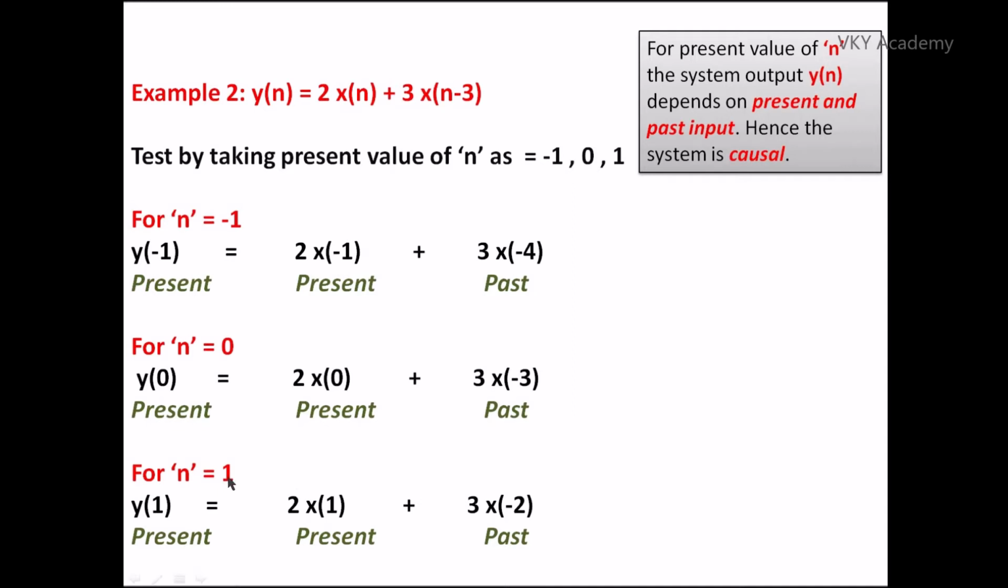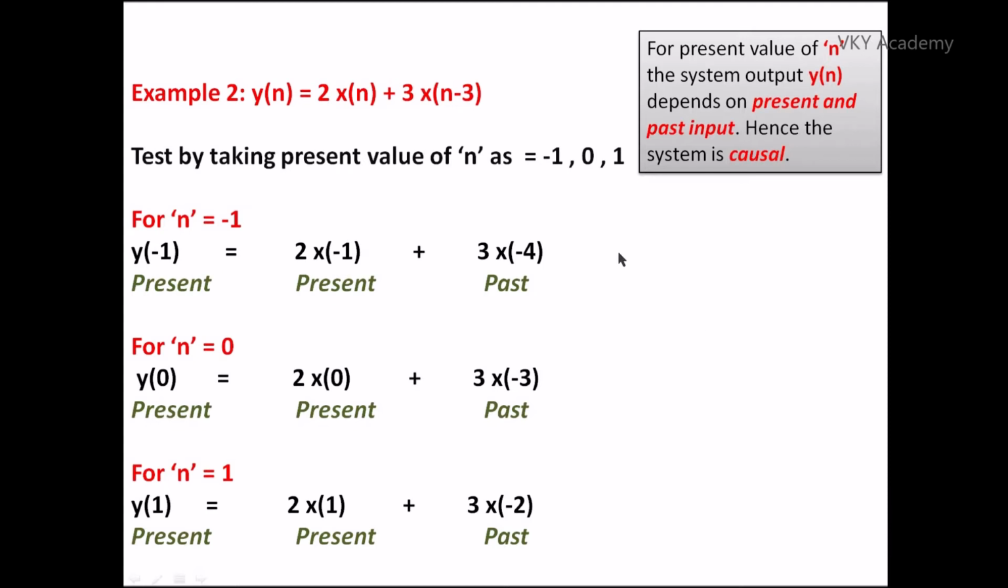Let us check for n equal to 1. For n equal to 1, my system output will be y of 1 is equal to 2 times x of 1 plus 3 times x of -2. Once again I can observe that the present state of output at n equal to 1 depends upon the present state of input as well as the past state of input.